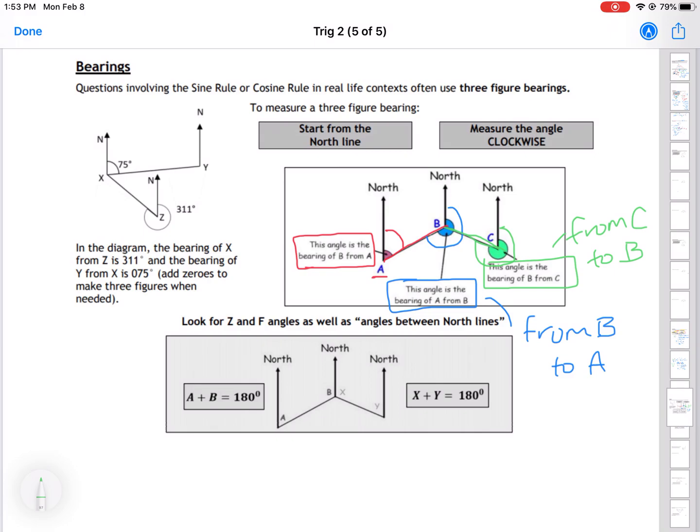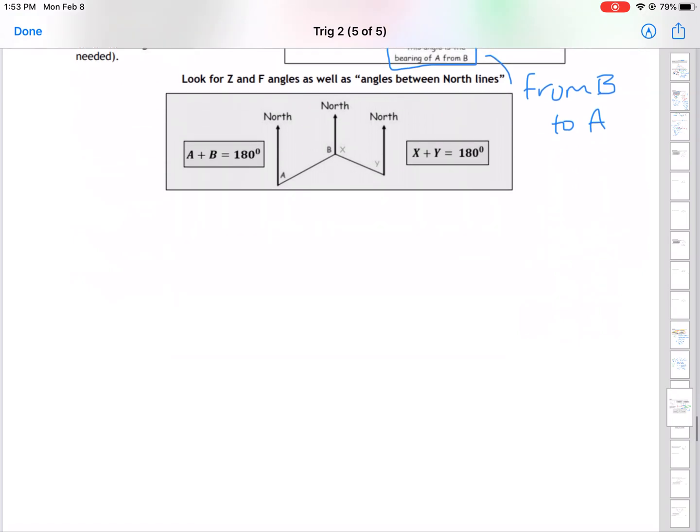The interesting thing as well is that we're going to have to spot different conditions with each of these angles. So we'll see them in diagrams as we move forward.